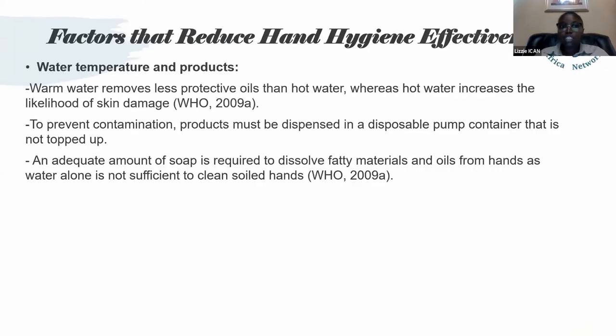We also have water temperature and products. Warm water removes less protective oils than hot water, but hot water increases the likelihood of skin damage. So you have to have the right temperature of water if you are washing your hands using soap and water. And then to prevent contamination, the products must be dispensed in a disposable pump that is not topped up. In this case, it refers to your standing alcohol-based hand rubs or your soap dispensers. And then you should apply an adequate amount of soap, which is required to dissolve the fatty materials and oils from your hands, as water alone is not sufficient to clean soiled hands.